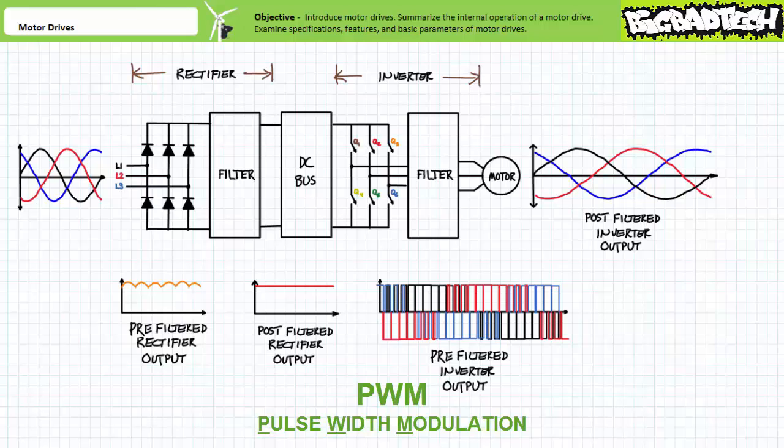However, realize this rectification and subsequent inversion process is not without its limits, because very often the output of a motor drive is electrically noisy, sometimes characterized by high voltage spikes at the output, even after filtration.